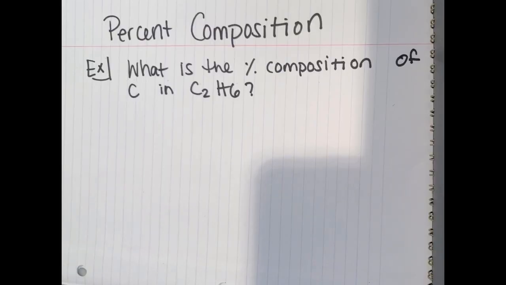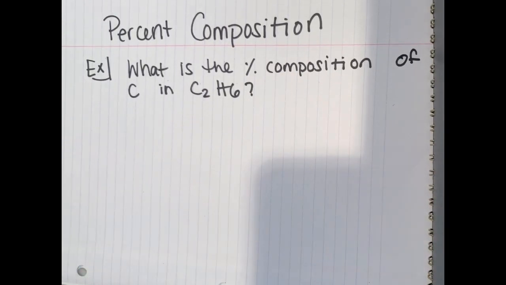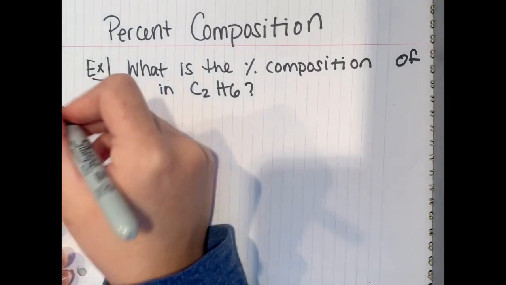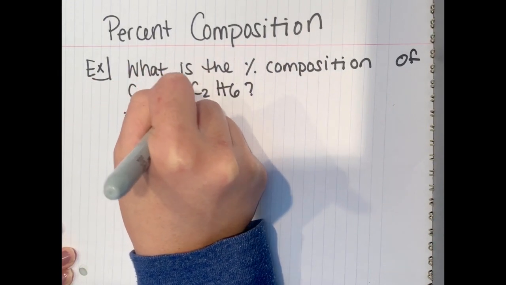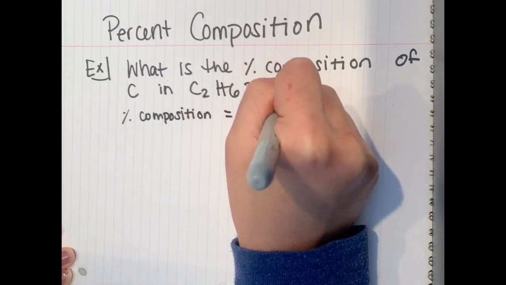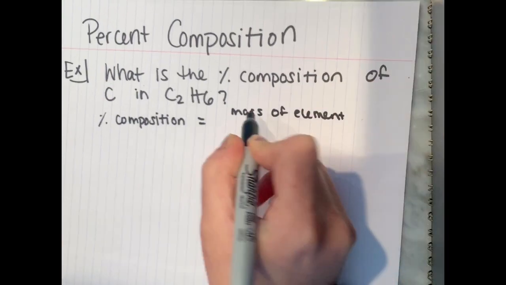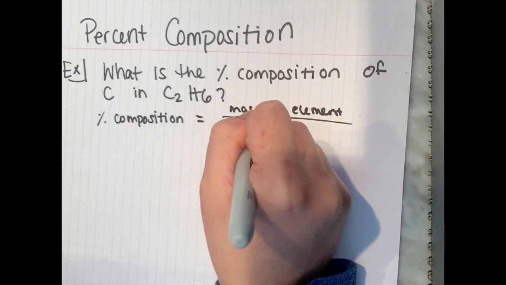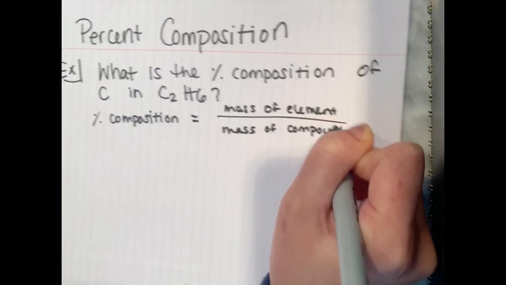All right, guys, so this is an example problem for percent composition. What is the percent composition of carbon in C2H6? So you should have written the formula down, and the formula is just the percent composition equals the mass of the element over mass of compound times 100.